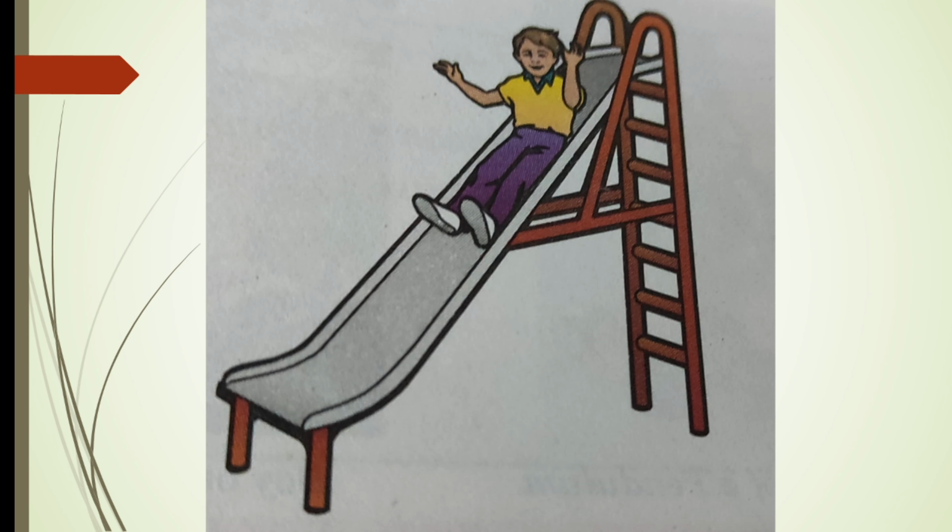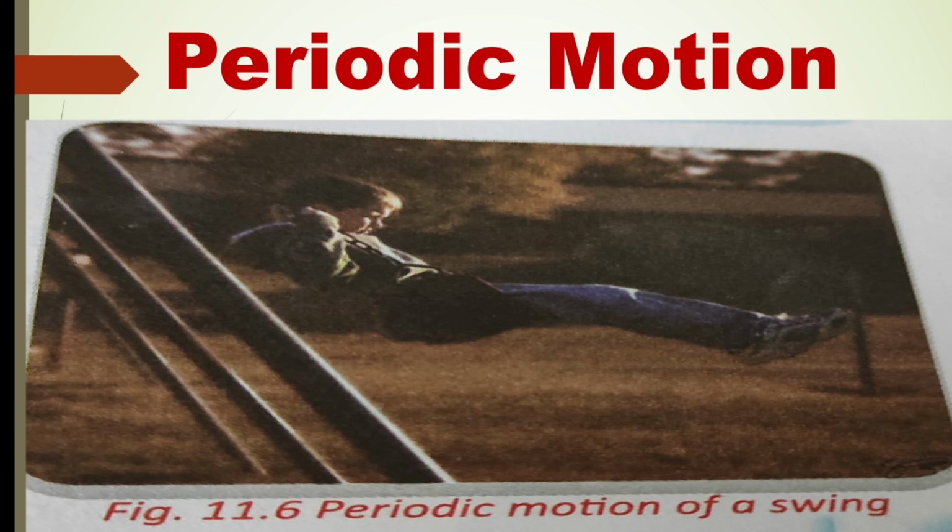Another example, see here, the boy moving on a slide. Slide is actually a little bit curved. So you call it curvilinear motion, more or less equal to circular motion. If it moves in a curved path, you call it curvilinear motion, right? Some motions that are repeated after a regular interval of time, then you call it periodic motion or repetitive motion. Well, look at this, another boy moving on a string, example of periodic motion.